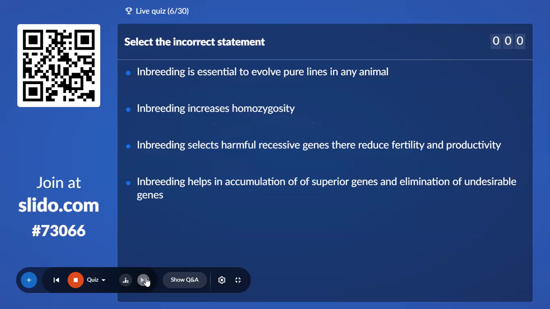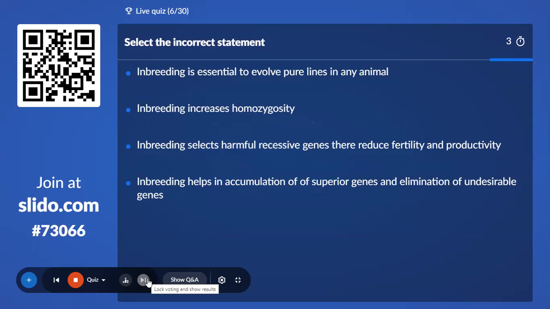Sixth question. Select the incorrect statement. Inbreeding is essential to evolve pure lines in any animal. Inbreeding increases homozygosity. Inbreeding selects harmful recessive genes. They reduce fertility and productivity. Inbreeding helps in accumulation of superior genes and elimination of undesirable genes.